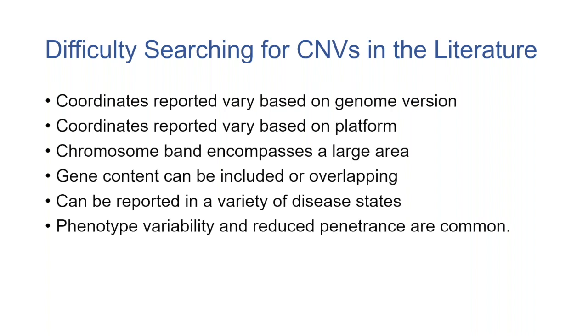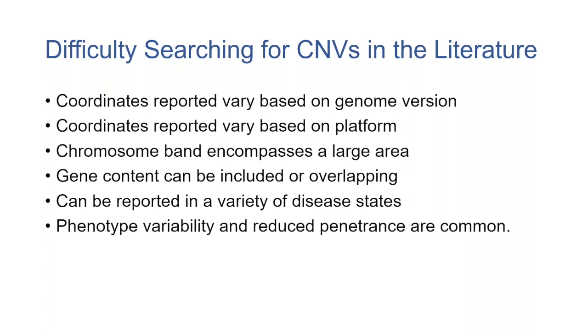You could search by chromosome band, but this encompasses a really large area, and so it'd be harder to find what you want. The gene content can be variable. It can be included or overlapping in the different CNVs. And a lot of times CNVs can be reported in a variety of disease states. As a matter of fact, a lot of the CNVs that we see in the population are known because they were found in a patient who had another CNV which was responsible for their disorder, and the CNV is assumed to be a population variant because there was another pathogenic variant already found in the patient.